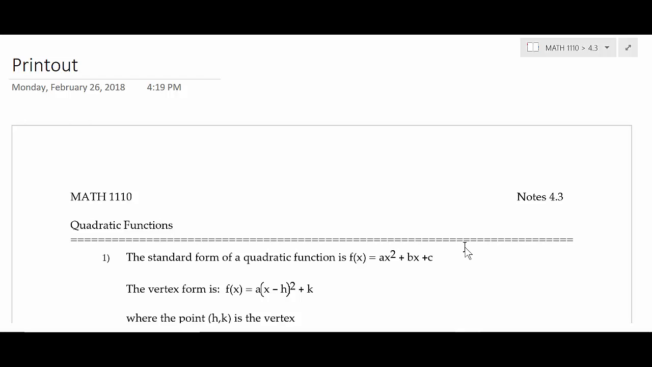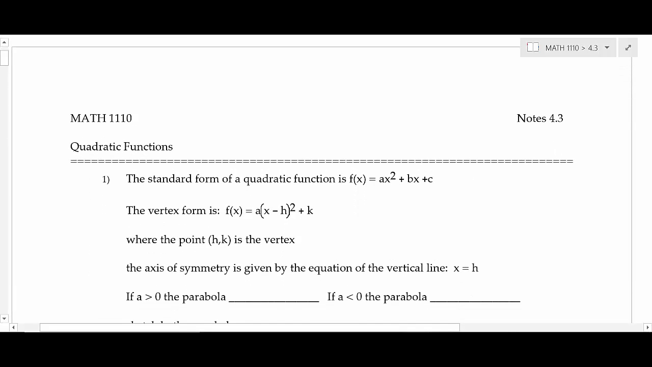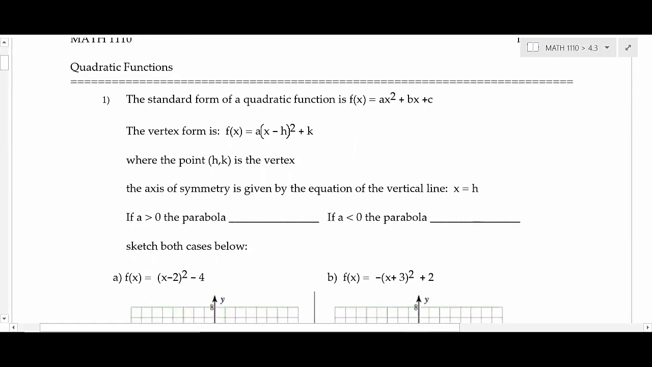We just haven't looked at the standard form of that yet, so that's mainly what we're going to look at. Okay, so I'm going to show you how to do graphs of quadratic equations.